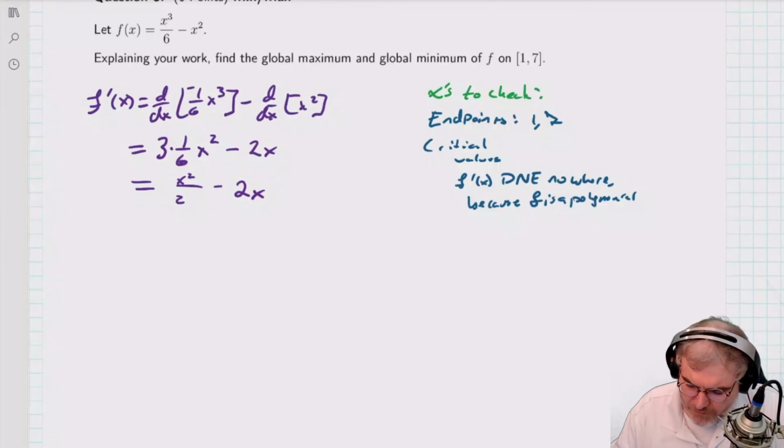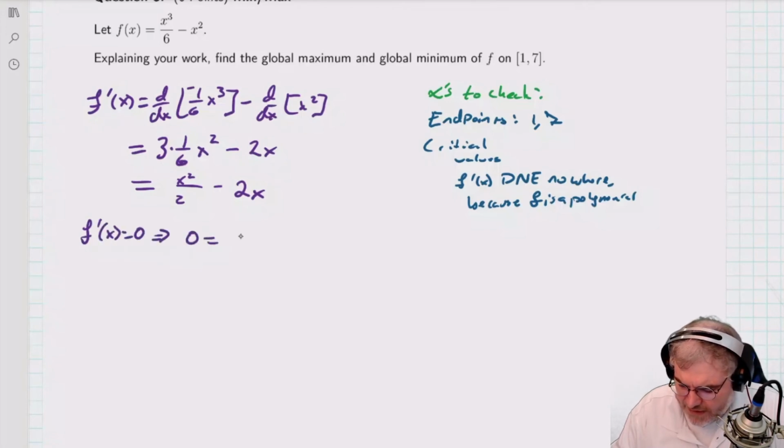And so we want f prime of x equals 0, which implies that 0 equals 1/2 x squared minus 2x, which equals, I'm going to factor out an x, and I get x times (1/2 x minus 2).